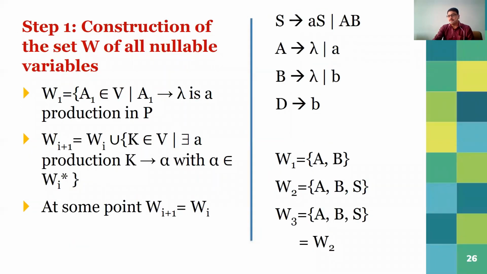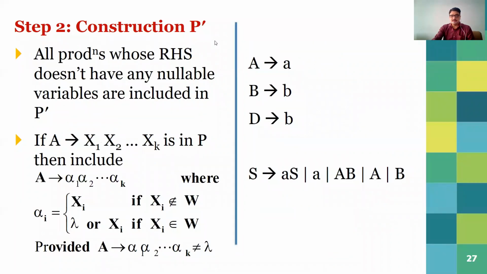Now we have to decide the final productions after elimination of null. In this case, we will construct P1, that is the new production rule. All productions whose right hand side does not have any nullable variable are included in the set P1.